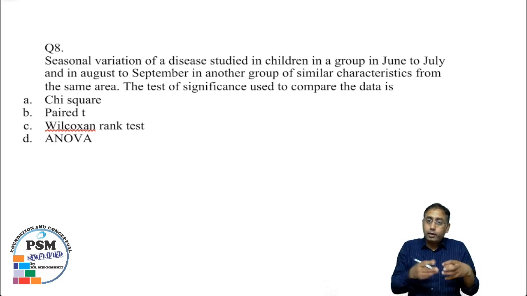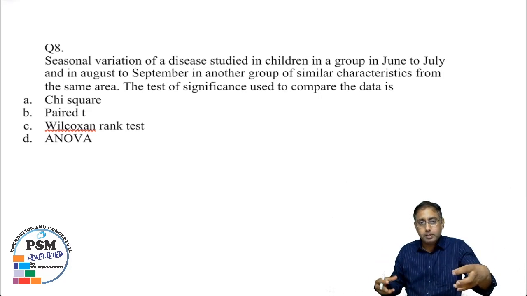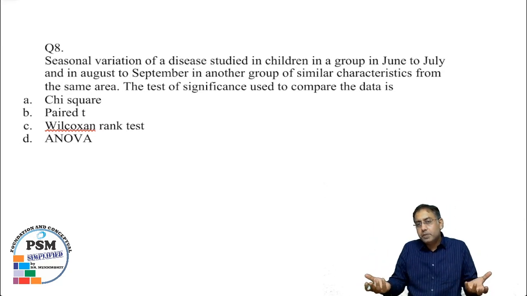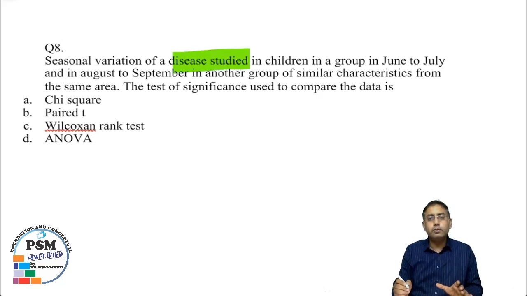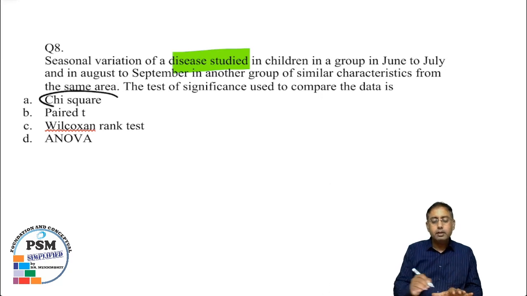Group A, what happens in June? Group B, what happens in June? Group A, what happens in September? Group B, what happens in September? You are comparing this data. Simple. You are comparing what? I am comparing the prevalence of the disease. I am comparing the number of cases, number of deaths. I am comparing the infant death rates, whatever I want to compare. So my answer is chi-square test.